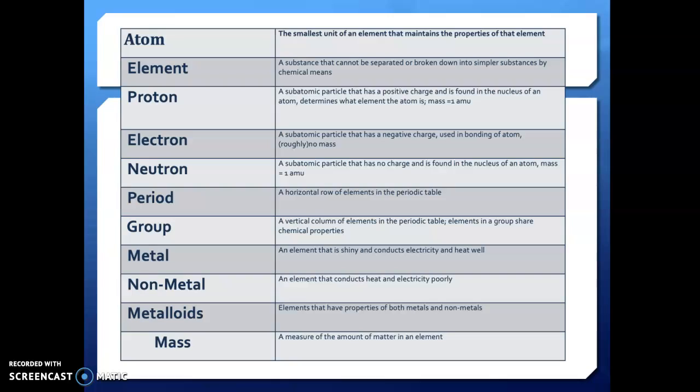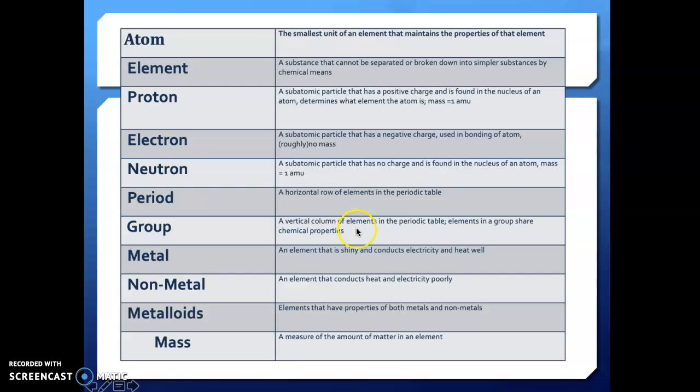We have 3 subatomic particles, sub meaning smaller than an atom, particles. We have protons, which have a mass of about 1 and a positive charge in the nucleus. Electrons, which have basically no mass, have a negative charge. Those are important for bonding. Those are in the orbitals. Neutrons have no charge and they're found in the nucleus.